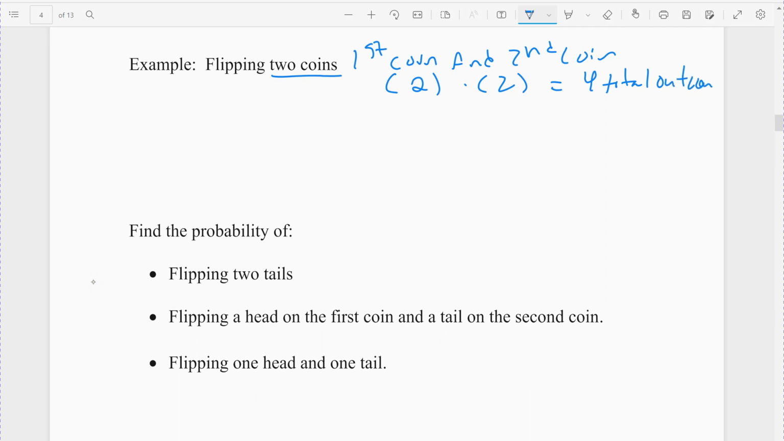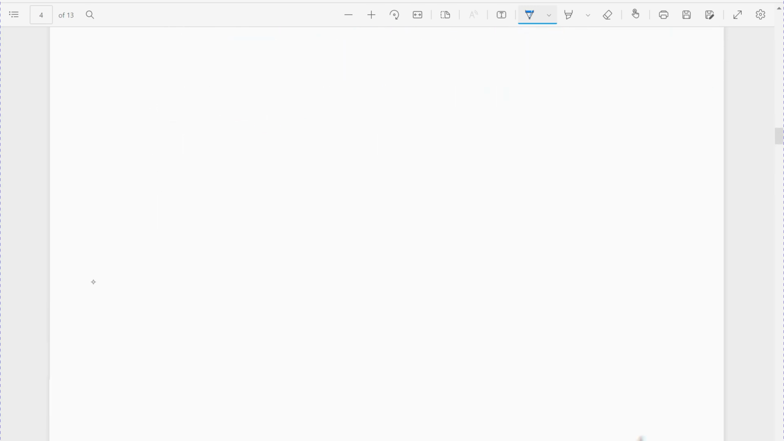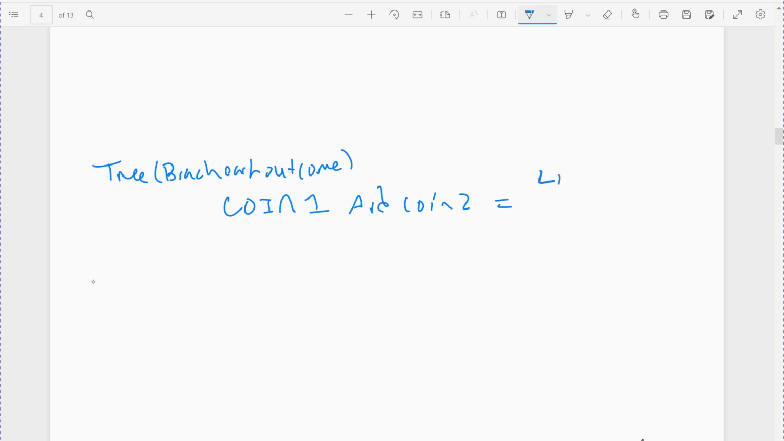And when we want to list them, when there are only 2, I'm going to set up what's called a decision tree. I'm actually going to draw it down here at the bottom so I have a little more room. A decision tree has branches, so the branch means I branch out each outcome. So I've got my coin 1 and my coin 2, and then I'm going to have my list of all outcomes, which we already know there's 4.